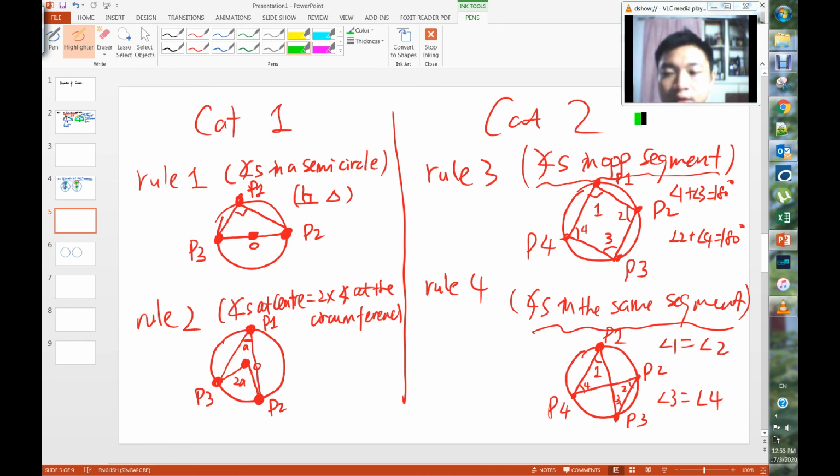So that is why I categorize these 4 rules into categories. Cat 1 is 3 points on the circumference and origin. And then cat 2 is 4 points on the circumference.